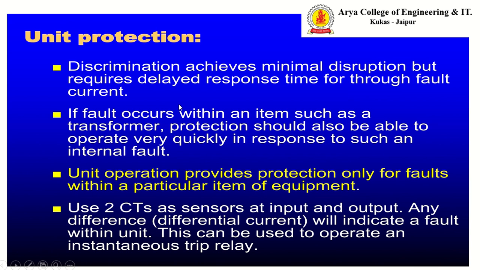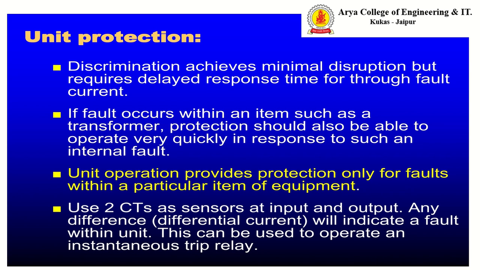Now unit protection. The discrimination achieves minimal disruption but requires delayed response time for through fault current. We must have the capability to delay isolation activities, because sometimes a fault may occur in a normal condition and it is not definitely a fault. So time delay is used to avoid misoperation of the relay. If a fault occurs within an item such as a transformer, protection should also be able to operate very quickly in response to such an internal fault.